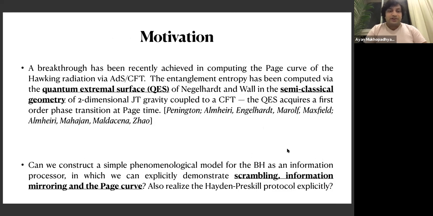So one question that we can ask is whether we can construct a simple phenomenological model for the black hole as an information processor in which we can explicitly demonstrate all these features together, that is scrambling, information mirroring, and the Page curve. And also see how the Hayden-Preskill protocol should actually work. I mean, the idea is to gain some kind of insight into the mechanisms of these processes and how a black hole is supposed to work.